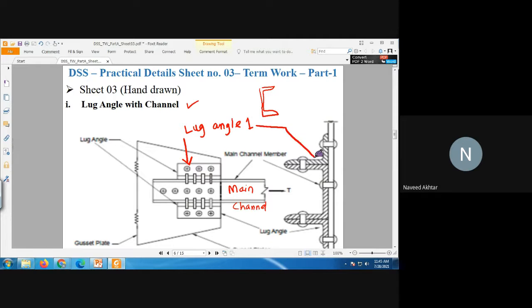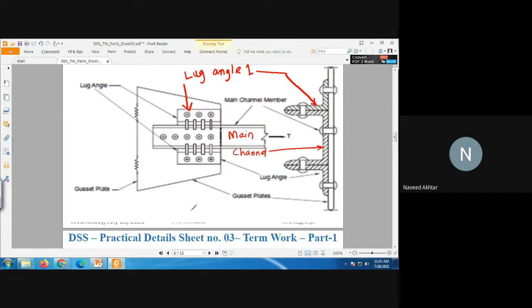Okay, the cross section also you can see here. This is the main channel. Okay, then another lug angle is provided with the channel section, lug angle 2. This one is the lug angle 2. Okay, why do we need this? When the length of connection is short, then you have to provide an additional angle to complete the connection.